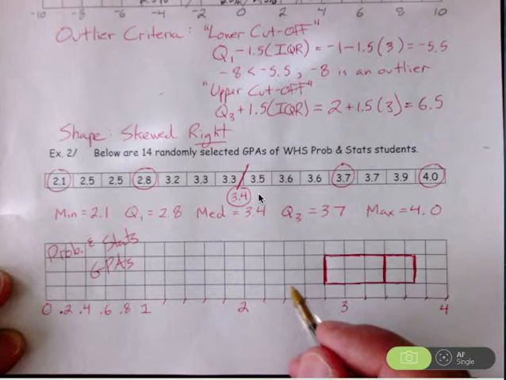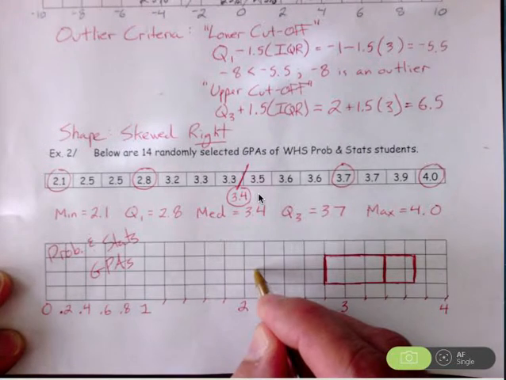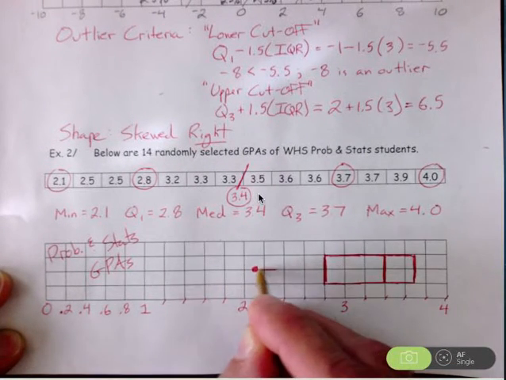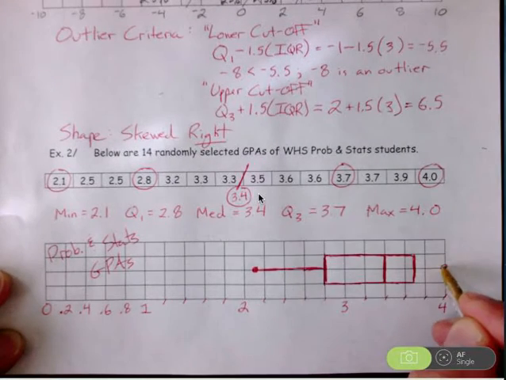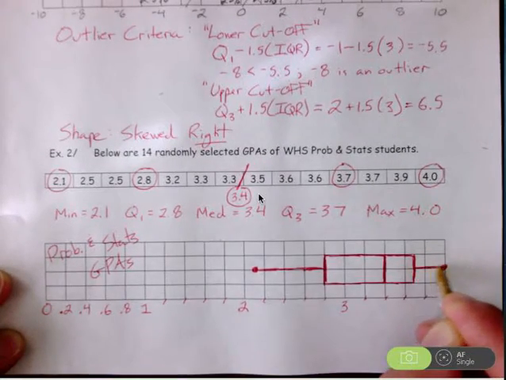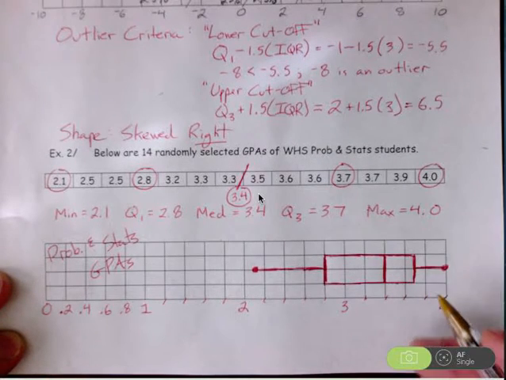So the minimum is at 2.1. So I'll draw my whisker. And the maximum is at 4. There we go. There's the box and whisker plot.